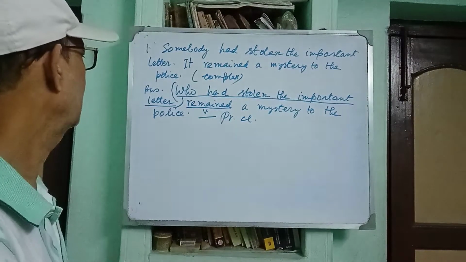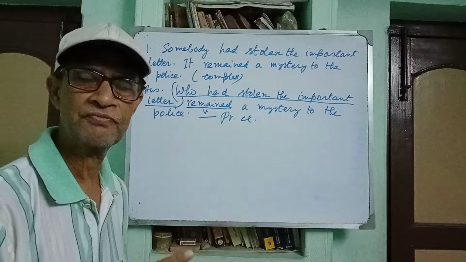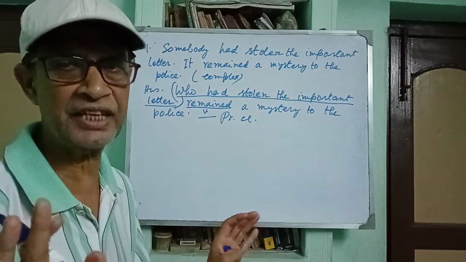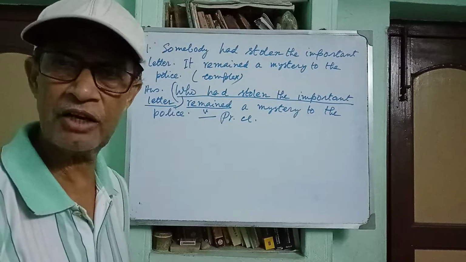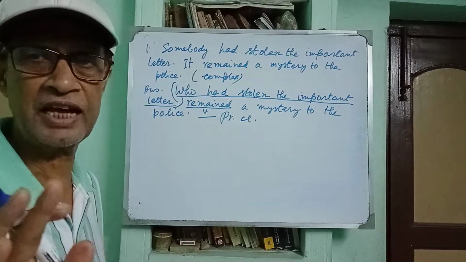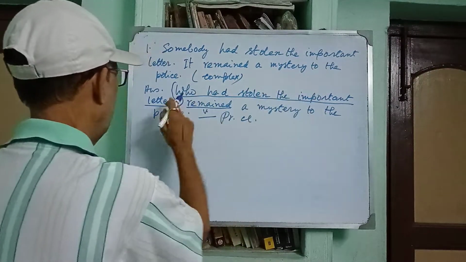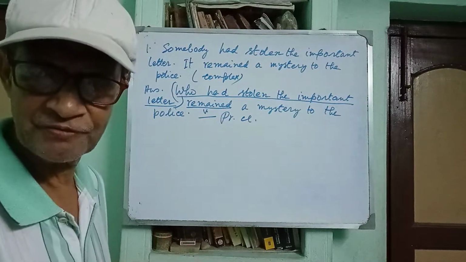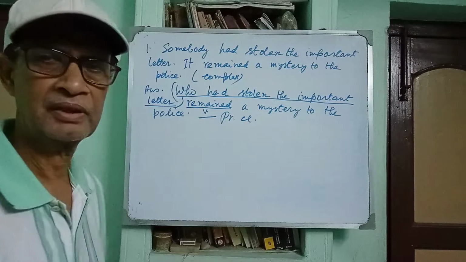And number 2, who had stolen the important letter is noun clause. Why is it noun clause? Because it is acting as the subject to the verb remained. Then what shall we write? Number 2, please write it down in your exercise book. Who had stolen the important letter is subordinate noun clause, and it is the subject to the verb remained. Am I clear?